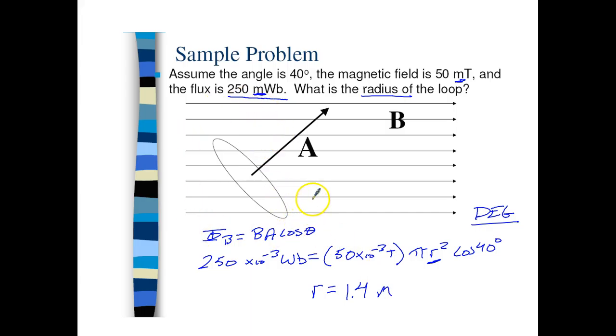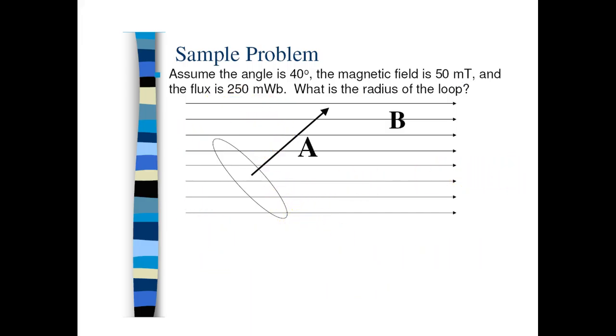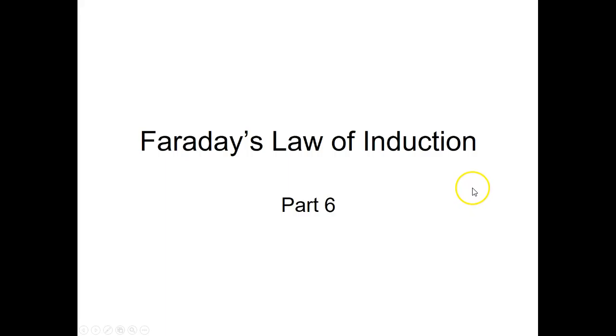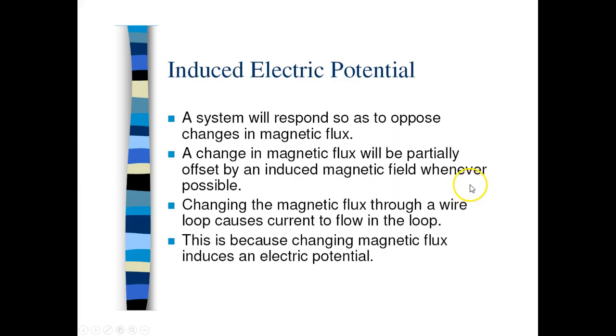Now, why is this flux thing so important? Well, it's important because if you take a magnetic field and you pass it through a coil and that magnetic field is changing, you can actually induce what we call, we can induce current. We can induce EMF, which will then, if it's hooked up in a circuit, cause current. So induced electric potential is just a system that will respond so as to oppose the changes in magnetic flux. And when you do that, it's partially offset by an induced magnetic field whenever possible.